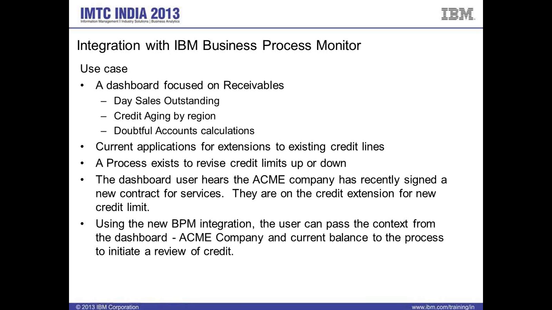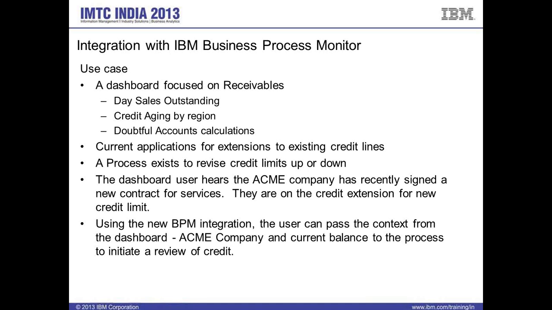In this particular example, we have current applications for extension to existing credit lines, as well as a process defined in the organization which revises the credit limit up or down for a particular organization, which is managed by a different application altogether. Now, a dashboard user gets to know that a particular XYZ company has recently signed a new contract for service, so they are on the credit extension for a new credit limit. So they need to revise the information which is available for a particular user.